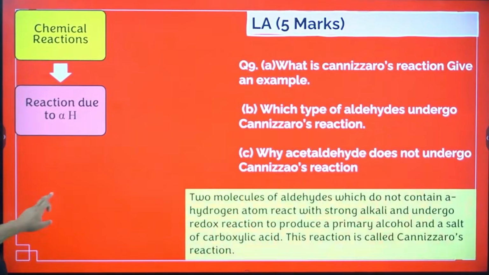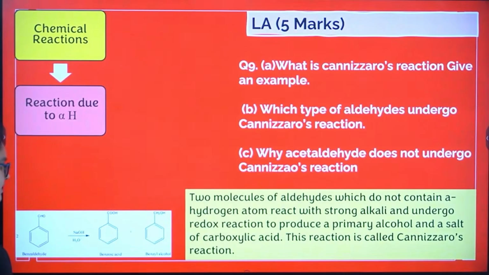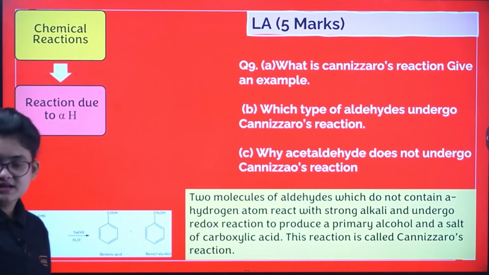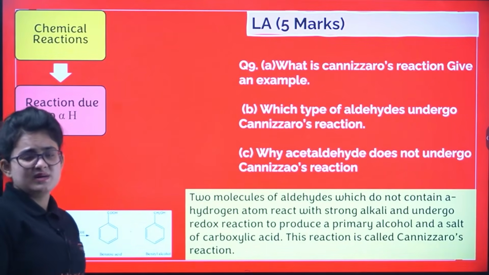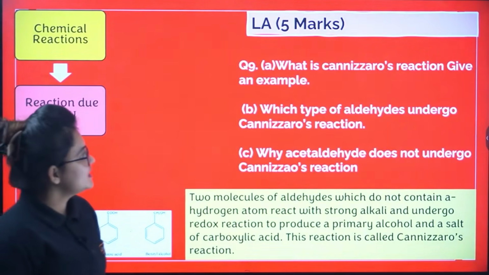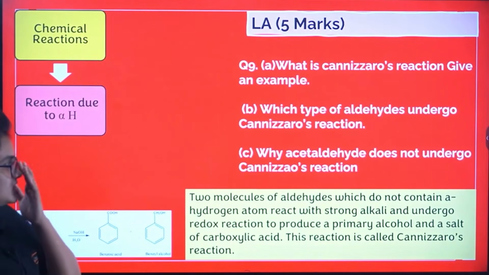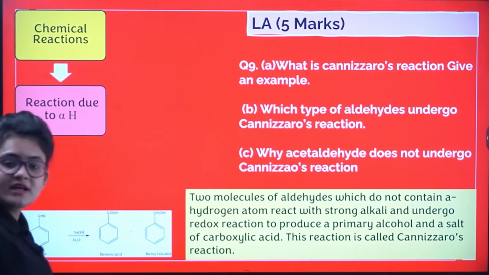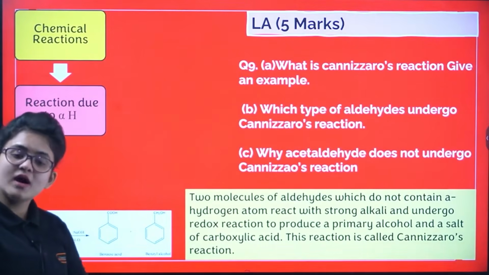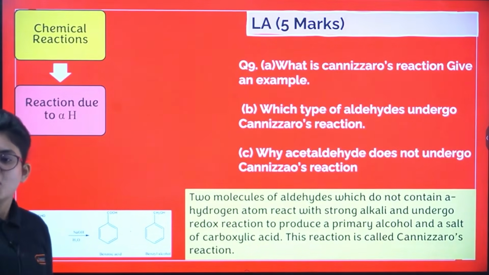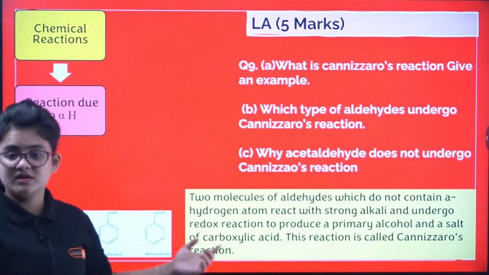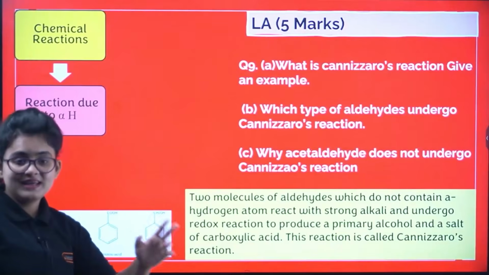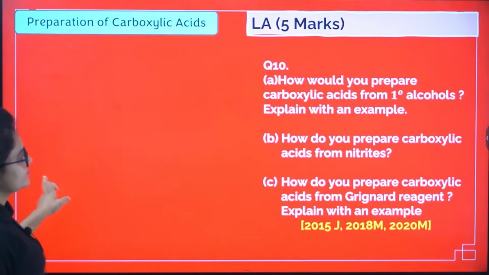What is Cannizzaro reaction? Give an example. So here you can see aldehyde on being treated with concentrated alkali will give you the benzoate, right? It will give you the carboxylate ion and one alcohol. It's a kind of disproportionation type of reaction. Next, which type of aldehydes undergo Cannizzaro reaction? The aldehydes which do not have any enolizable hydrogen, no alpha hydrogen should be there, will undergo Cannizzaro. Why does acetaldehyde not undergo Cannizzaro reaction? Because it has 3 alpha hydrogens, right? So I guess this is clear.